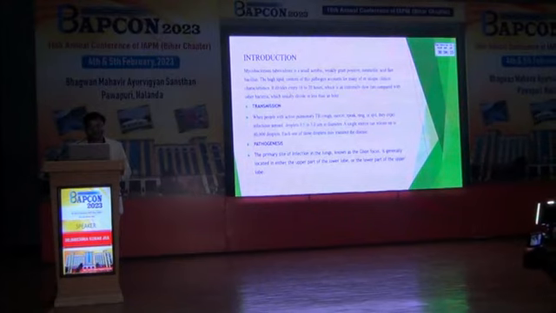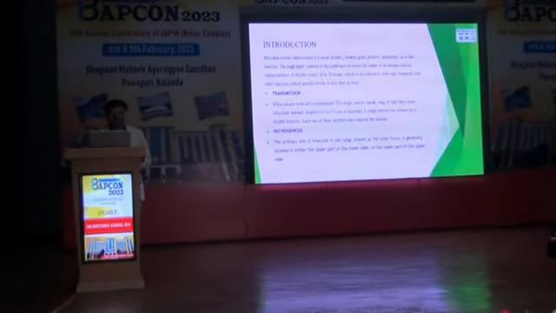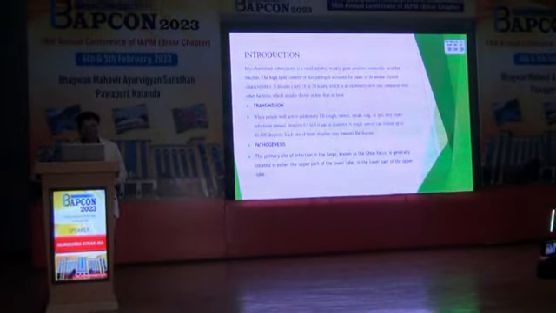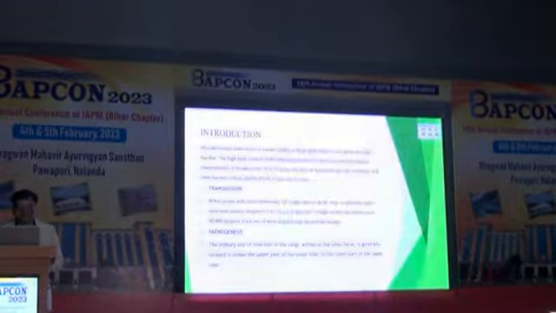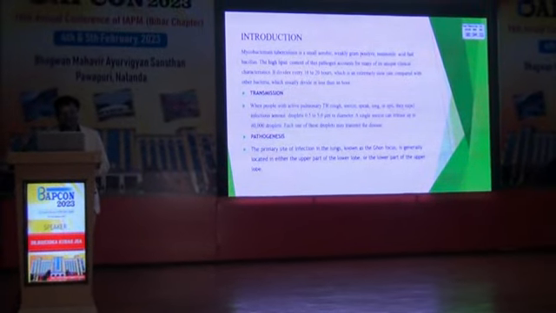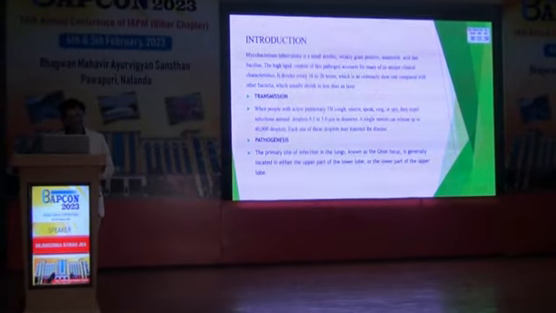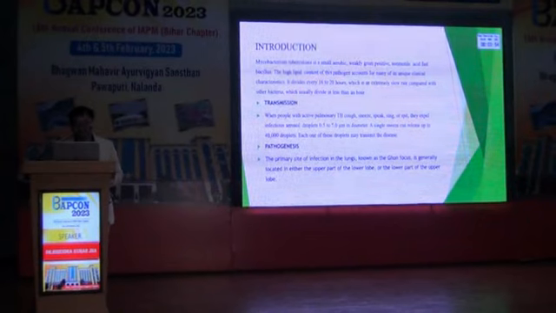Mycobacterium tuberculosis is a small, aerobic, weakly gram-positive, non-motile, acid-fast bacillus. The high lipid content of this pathogen gives it many unique clinical characteristics. It divides every 16 to 20 hours, which is an extremely slow rate compared with other bacteria, which usually divide in less than an hour.